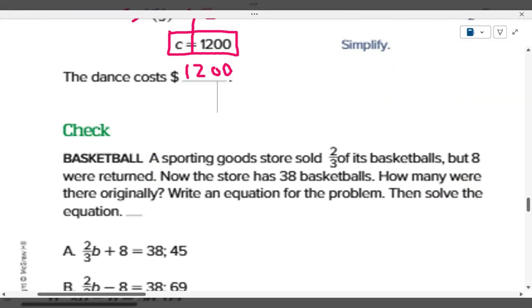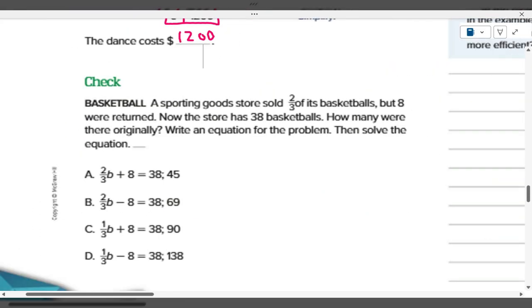Okay, try this check on your own. It's another word problem and it's multiple choice. We'll go over that in class tomorrow.